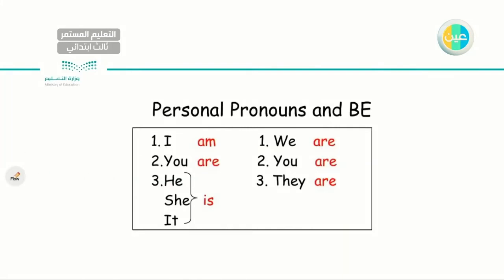Now, let's talk more about this one. Personal pronouns and verb be. As I told you, we have all these pronouns, number 1, 2, 3. I, and what kind of verb be do I use with it? So I am, you are. Very good. He is, she is, it is. Very good. And to your right, I have we are, you are, and they are.